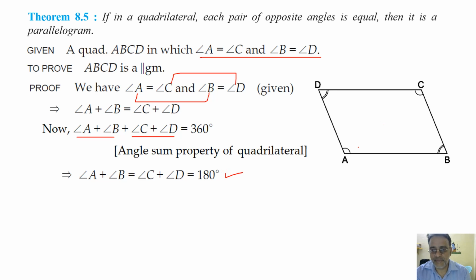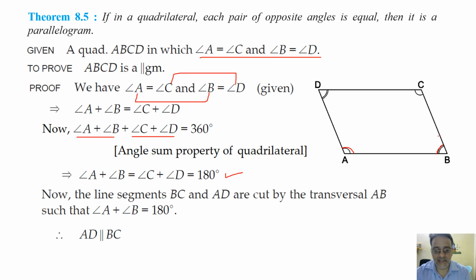Yes, sir. Okay, so angle A plus angle B is equal to 180 degrees, but these are co-interior angles on the same side of the transversal, when AD and BC are cut by transversal AB, right? So AD is parallel to BC. Any doubt? No, sir. Right.